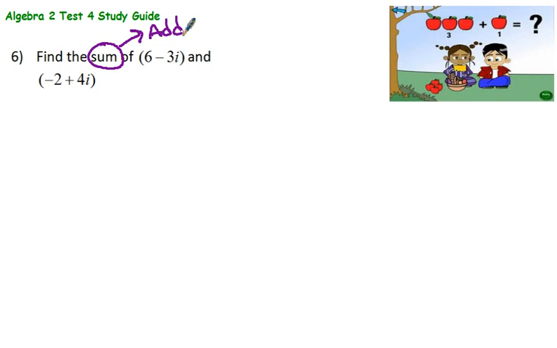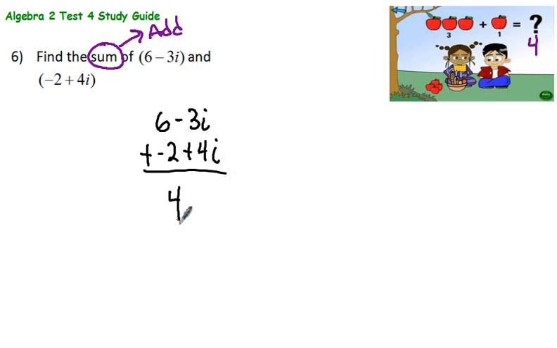And so again, going back to our apples, looking up here at the top right, you see 3 apples plus 1 apple. Well, that would make 4 apples, right? So we're doing kind of the same thing with the apple comparison, just to say that you're adding or combining like terms. So 6 minus 3i plus negative 2 plus 4i. Add them up. 6 minus 2 would be 4. And negative 3 plus 4, which would be 1. Or we could just write i.